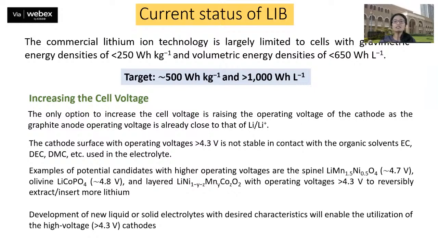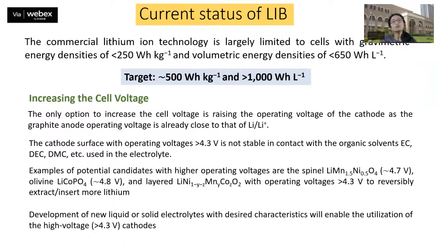So you have to increase the cell voltage. Why? Because the only option is to increase the cell voltage, and not the voltage of the anode, but the voltage of the cathode. The reason is because the anode anyway with graphite is something which is very close to that of lithium. So there is no point in playing around with the anode that much. But definitely the cathode voltage can be increased so that you have a higher energy density.